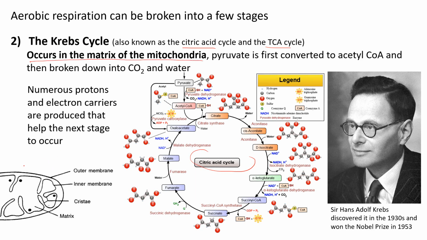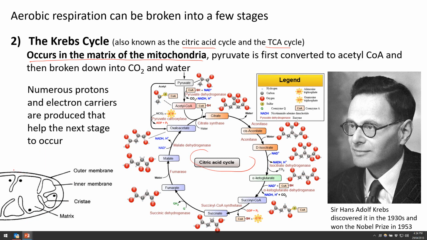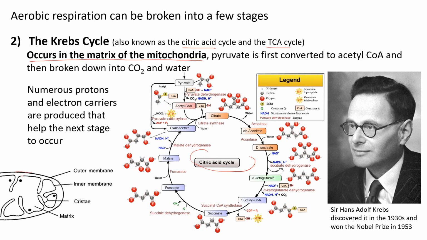If we get into the bottom here, I've got a little line diagram of what the mitochondria looks like. It's got an outside membrane here and an inside membrane with all these folds here. And inside here is the matrix. Into the matrix, just here, that's where the Krebs cycle occurs.